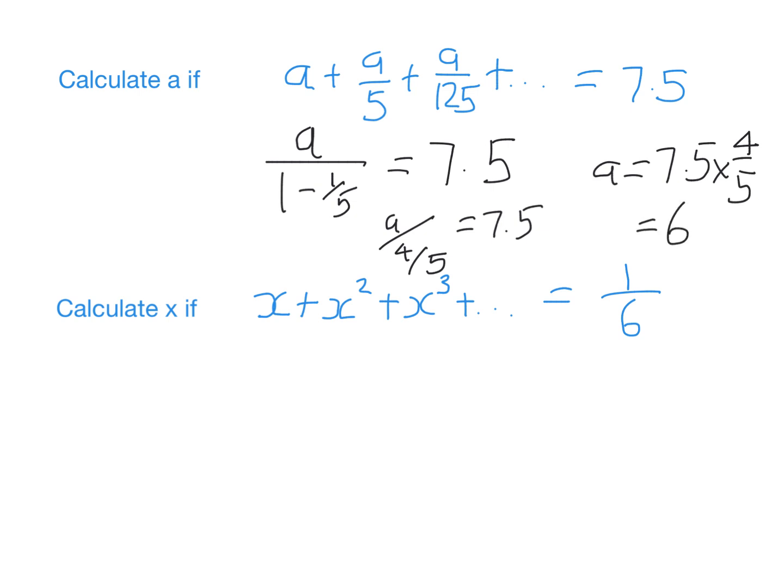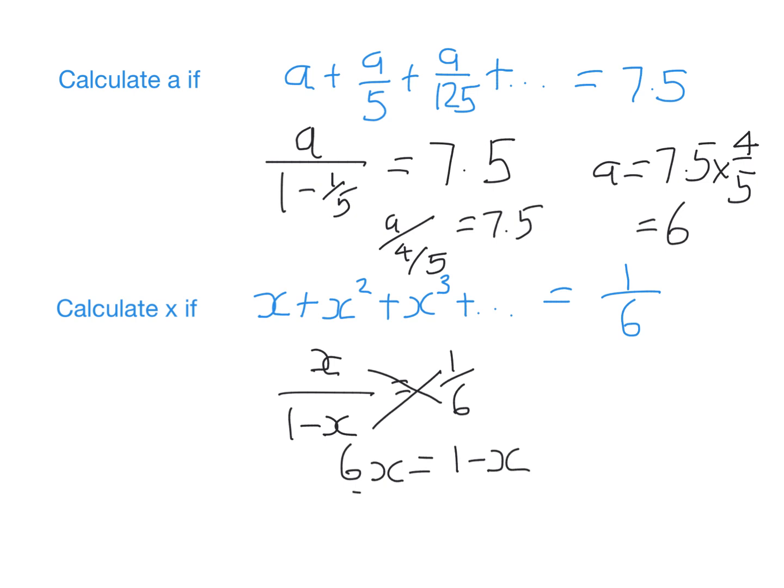All right, let's do this one. So x plus x squared plus x cubed and so on gives us 1 over 6. So this is a geometric series. The first term is x. The common ratio is also x. If you take any term and divide by the previous term, you get x. So we have x over 1 minus x equals 1/6. So what we're going to do is cross multiply: x by 6, 1 minus x by 1. I get 6x is equal to 1 minus x. Adding x to both sides, I get 7x equals 1, and therefore x is equal to 1 over 7.